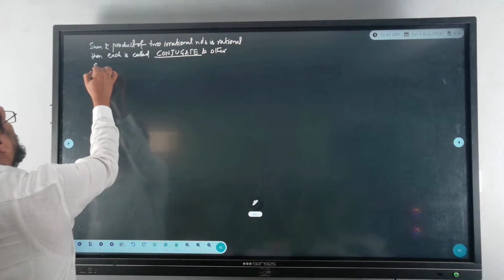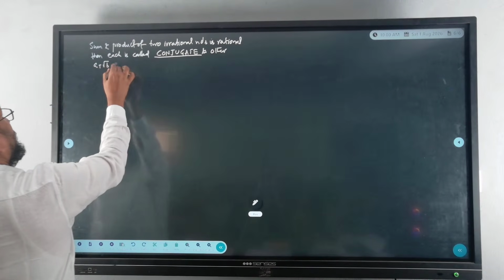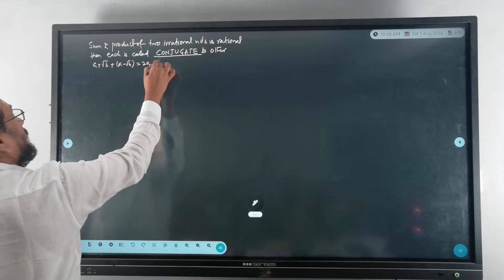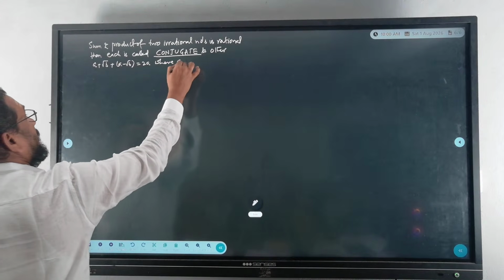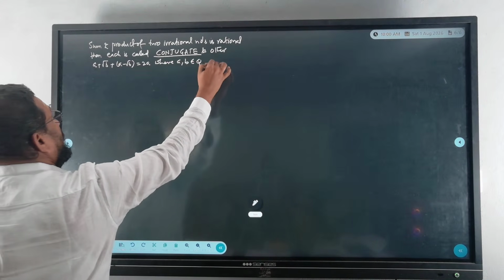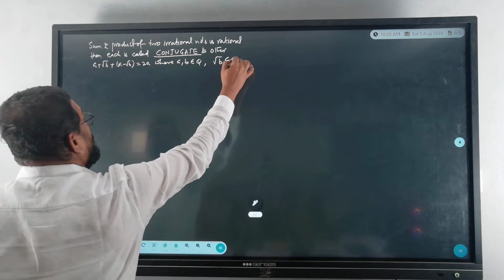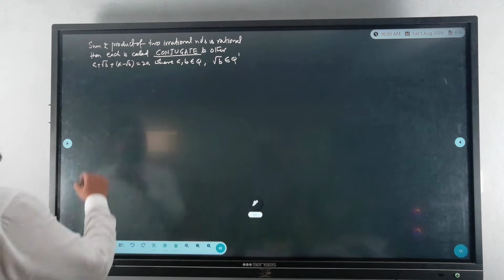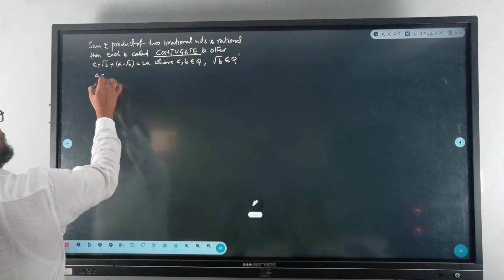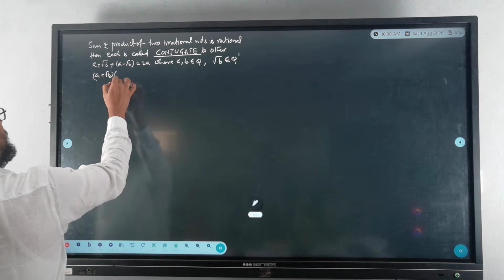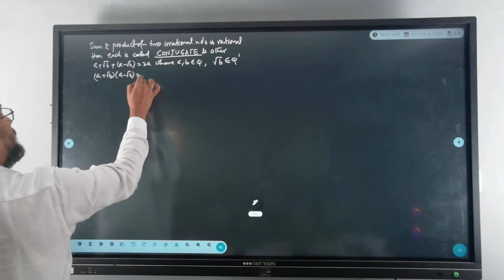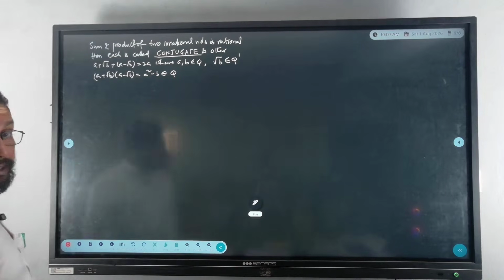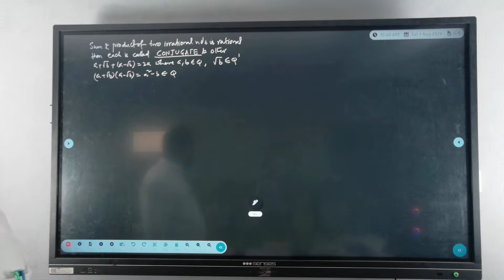Suppose you take a plus root b plus a minus root b, that is equal to 2a, where a, b belong to Q and root b belongs to Q dash, irrational. Then a plus root b into a minus root b is equal to a square minus b, which belongs to Q, because a, b are rational, a square minus b is also rational.